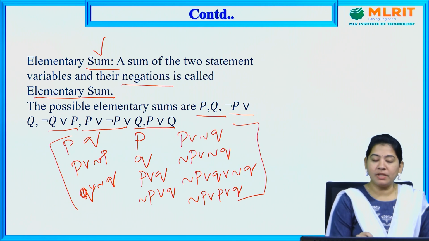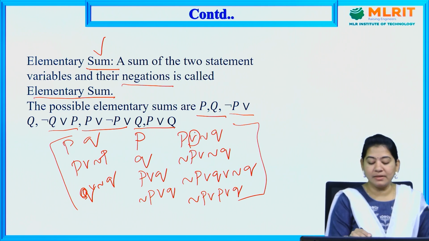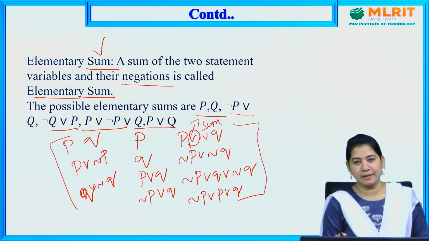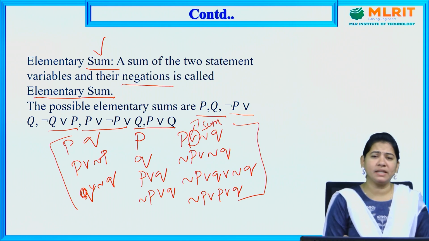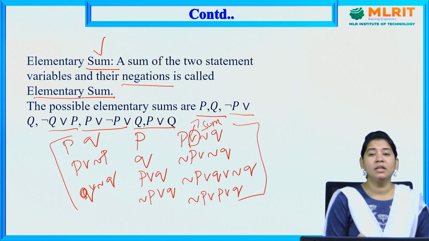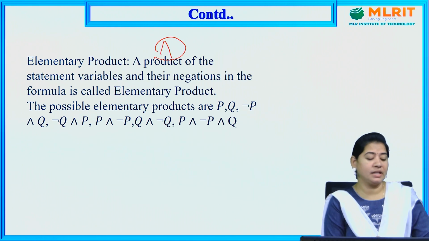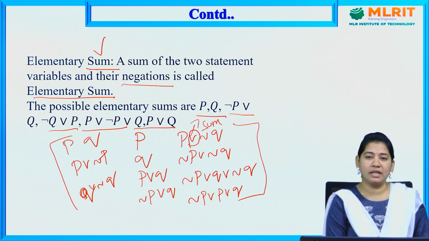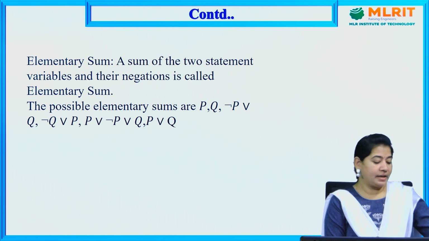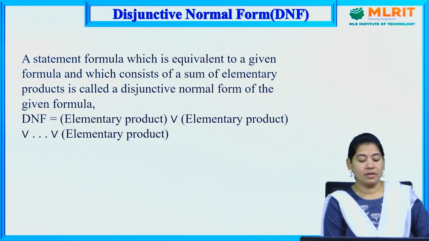Means in between the variables we are applying the disjunction, means sum. We can also pronounce it as a sum. So these are the two basic terminologies. Before going to discuss the normal forms, we need to remember that too. Before going to discuss the DNF problems and CNF problems, we need to understand what is an elementary product and also what is an elementary sum. So next let us understand the normal form.